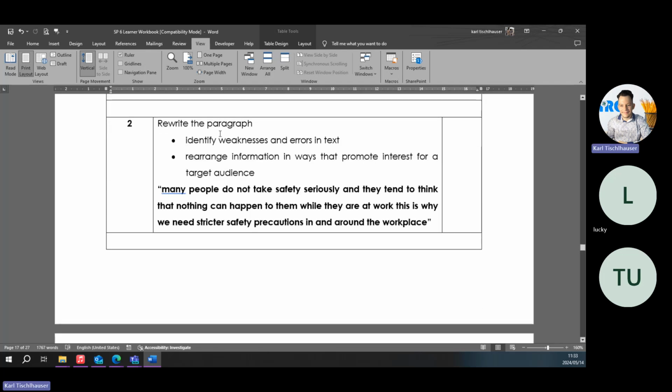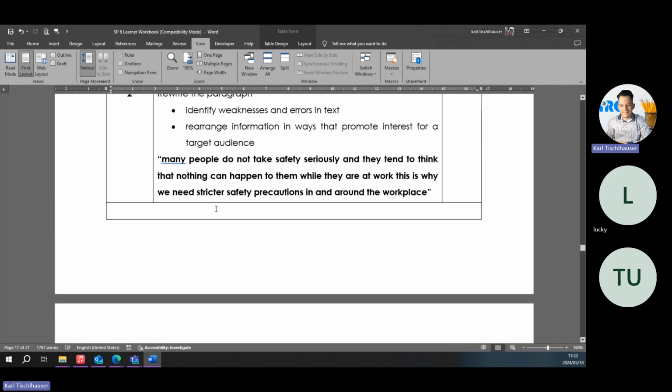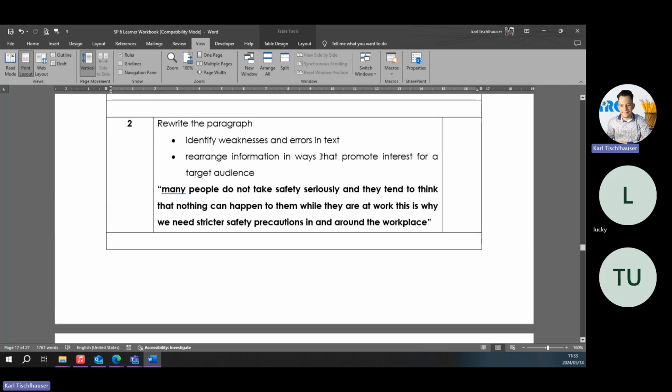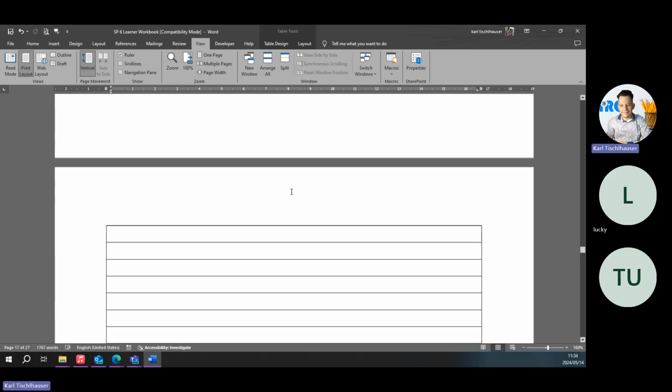Then it says rewrite the paragraph, identify weaknesses and errors in the text, rearrange information that promotes interest for the target audience. So they've given you this very little paragraph. They want you to fix it, and they want you to make sure you organize it in a way that makes logical sense.